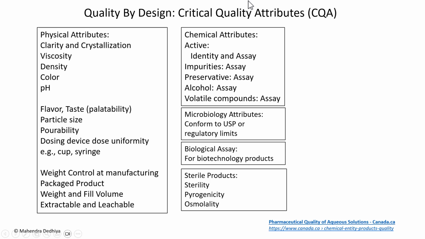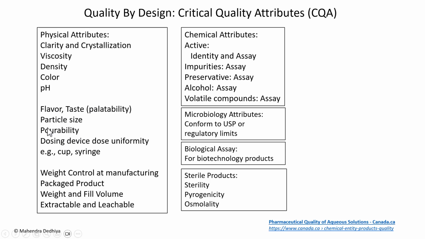Quality by design attributes: physical, chemical, microbiological, biological, and sterile products. General physical attributes would be clarity and crystallization. Will the product precipitate? Viscosity, density of the product, color, and cosmetic and pharmaceutical appearance. Very critical for oral dosage form is palatability. Many of the drugs in some dosage forms are bitter in taste and may not be acceptable. So palatability, flavor, and taste become very critical.